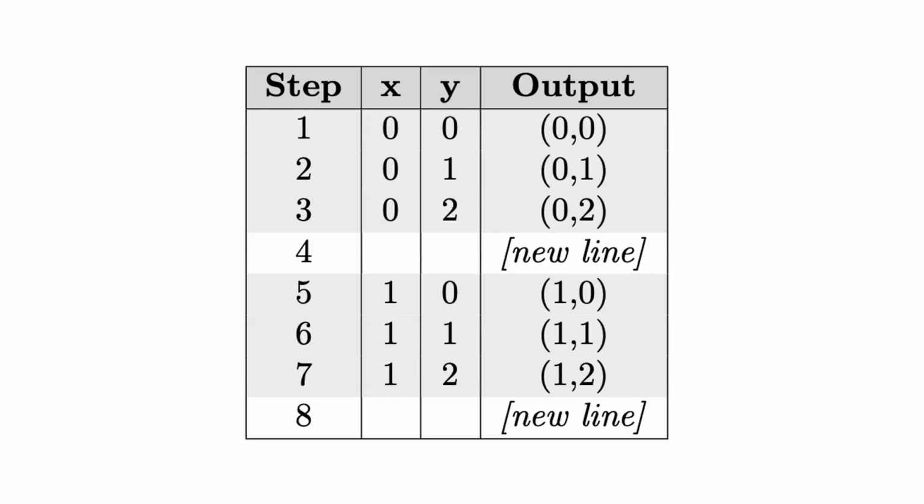Here's a pro tip. Use color coding in your tables. Make the inner loop iterations light gray. This makes the patterns jump out at you like magic.